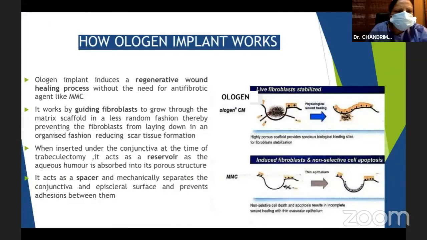So how does the Ologen work? The Ologen implant induces a regenerative wound healing process. It works by guiding fibroblasts to grow through the matrix scaffold in a less random fashion, thereby preventing the fibroblasts from laying down in an organized fashion, reducing scar formation. And it acts as a reservoir as the aqueous humor is absorbed into its porous structure, and it acts as a spacer and mechanically separates the conjunctiva and the episcleral surface and prevents adhesion between them.